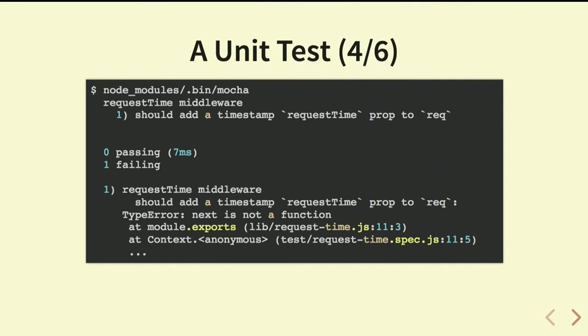And what happened? It gives us the suite again that failed. It gives us the test title that failed. And right under that, it gives us a stack trace. The stack trace goes on a while. I cut it off there. But the important part is next is not a function. And so why is next not a function? It's because our middleware tries to call a function called next, and we didn't give it one.